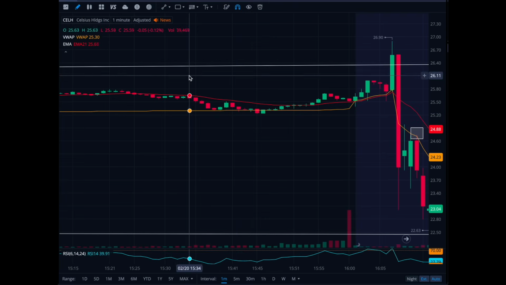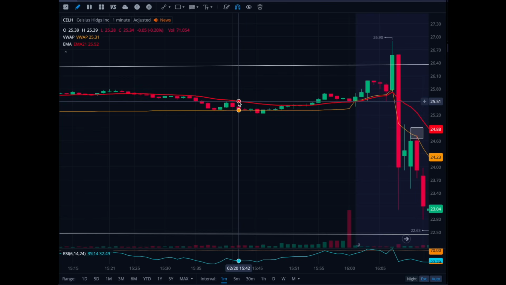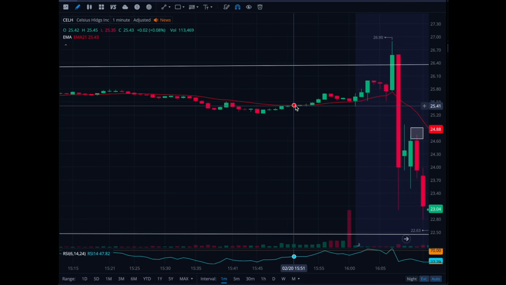Now we're going to use the same indicator except instead of the 9 EMA, we're going to use the 21 EMA, which is indicated by this red line. Ignore the yellow. I'll just get rid of that for you. That's the VWAP. But here you have the 21 EMA, which is a lagging indicator behind the 9 EMA.